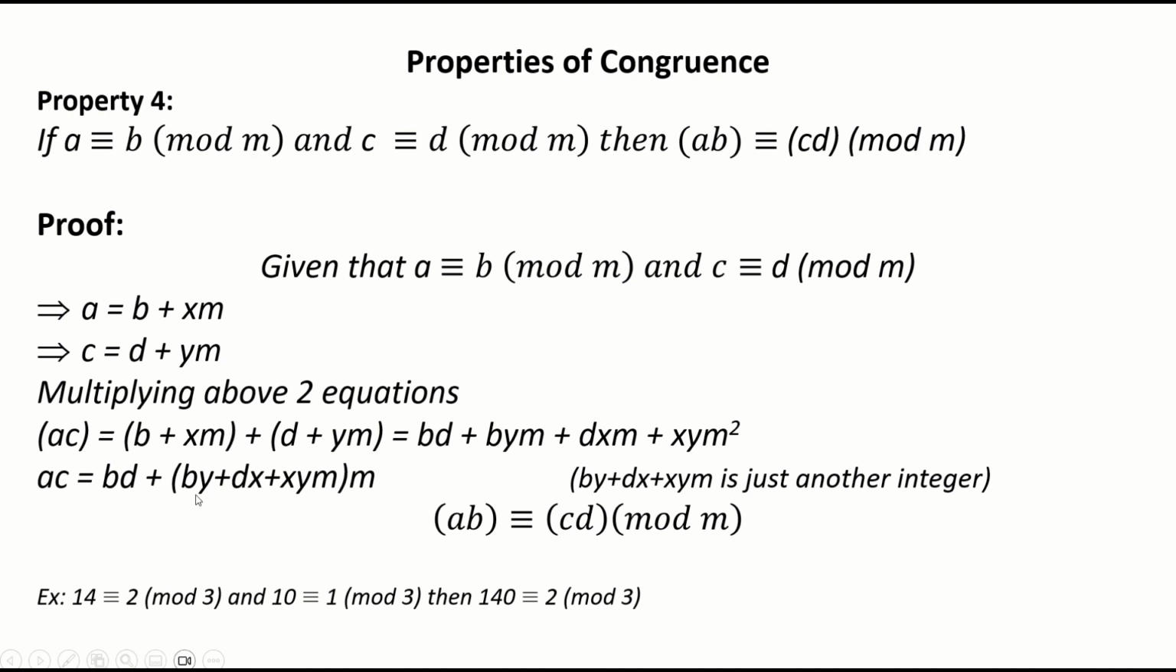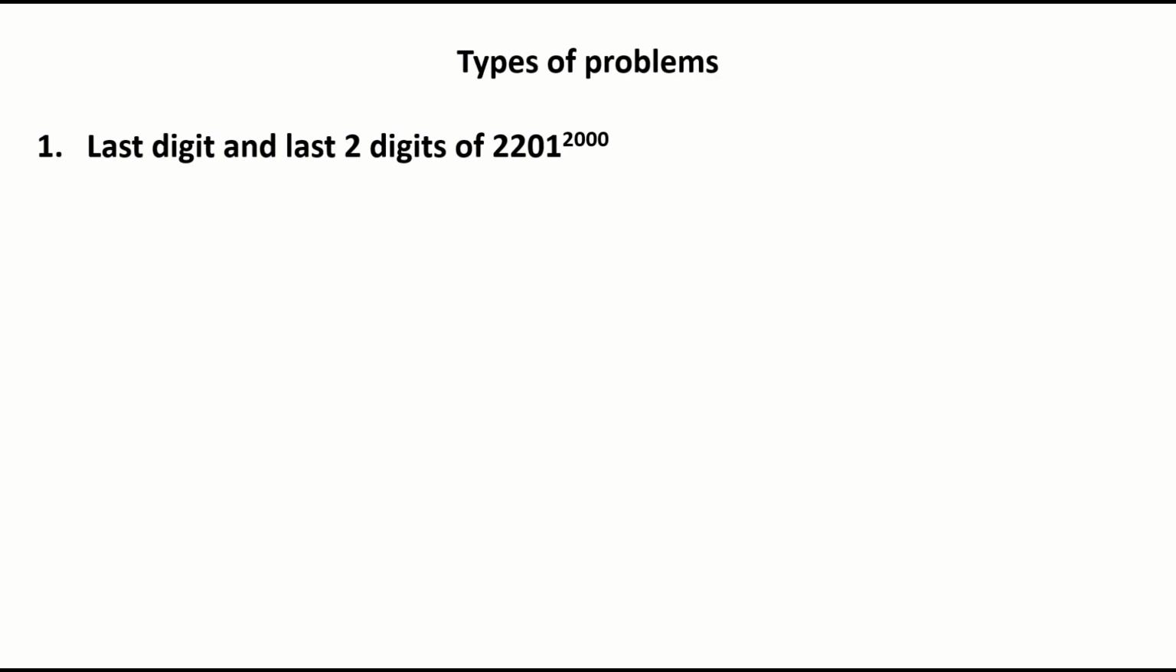Here, if you see, BY plus dx plus xym is just an integer. So you can always say BD is congruent to CD modulo M. Example, 14 is congruent to 2 modulo 3, 10 is congruent to 1 modulo 3, so 14 into 10, which is 140, is congruent to 2 modulo 3, because 2 into 1 is 2. So these are the properties of congruence which you can apply in solving problems.